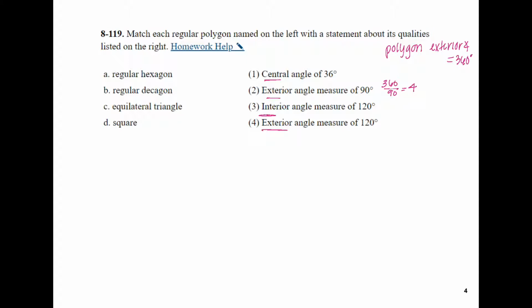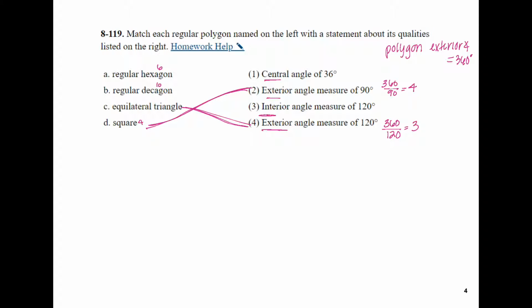On number 4, it said the exterior angle is 120. So if we take 360 and divide it by 120, we know that we are working with a three-sided figure. So then, looking over at our choices, a three-sided figure we could match with number 4 because it's an equilateral triangle. A hexagon we know has 6 sides, a decagon has 10 sides, and a square has 4 sides. So we could match number 2 with letter D because we know it has 4 sides.